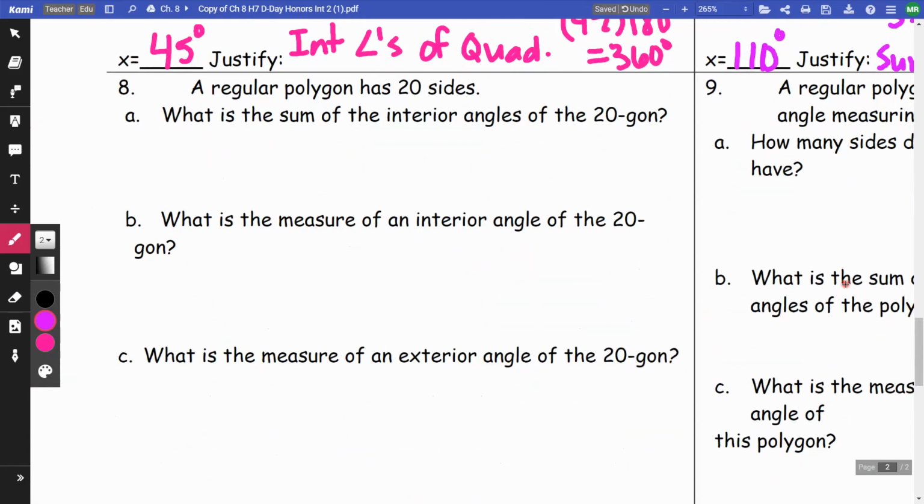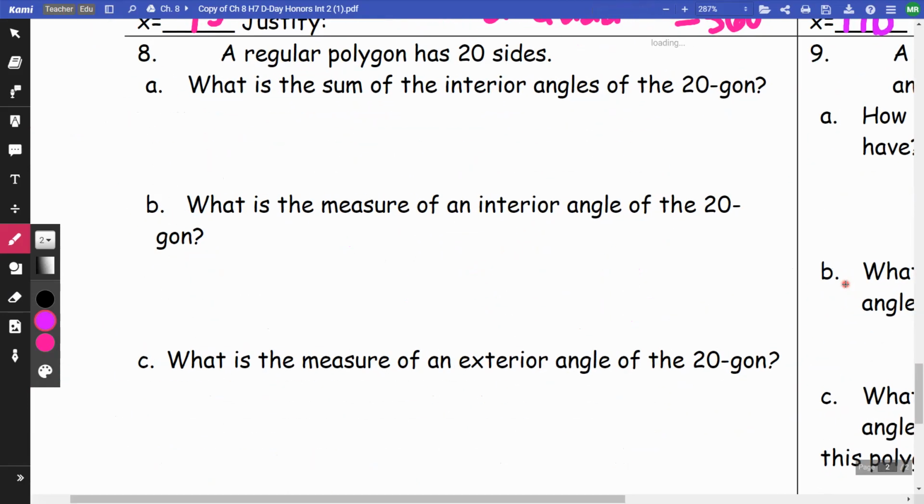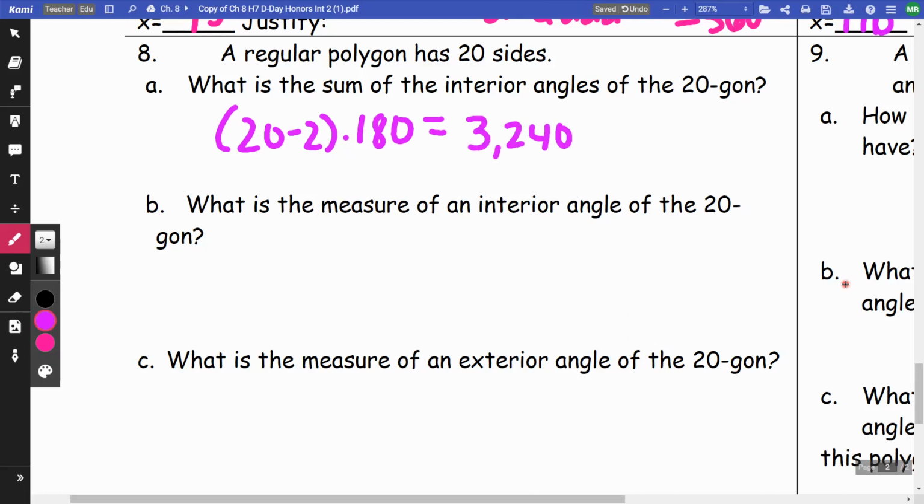On number 8, a regular polygon has 20 sides. What is the sum of the interior angles of the 20-gon? So I can take 20 minus 2 times 180. So basically 18 times 180, and I get 3,240 degrees. What is the measure of an interior angle of this?